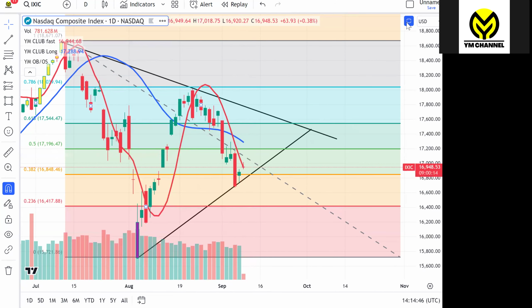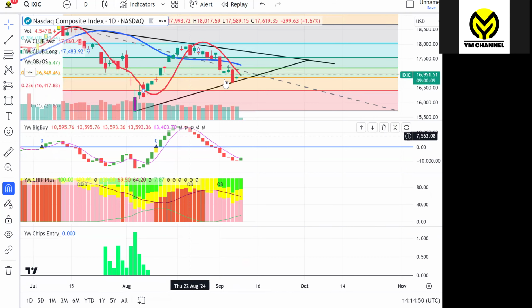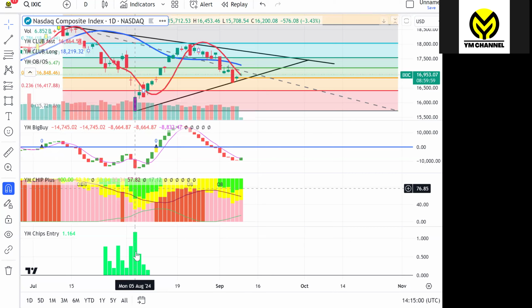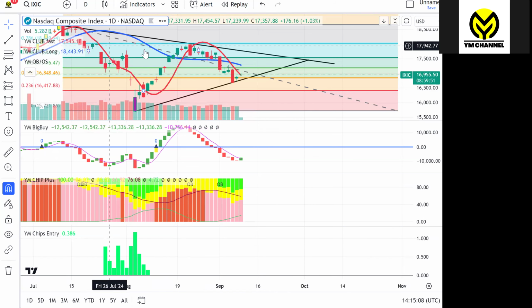The second thing I want you to check is the fund movement. Remember, index, stock, or crypto, it's always about money. Any big fish, big shark, coming into the market or not? That's the first thing. So now where's the big shark? Look at the YM chip entry. I'm not saying now. I'm saying previously we had chips coming in here.